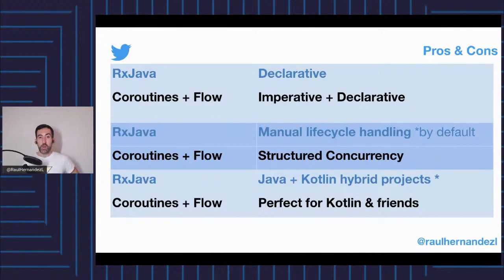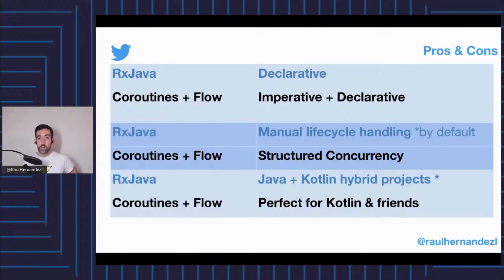RxJava does manual lifecycle handling, unless you use another library on top of it, in which case this can be done as well. Coroutines as Flow with structured concurrency is super cool. It has a few advantages that I really, really like.